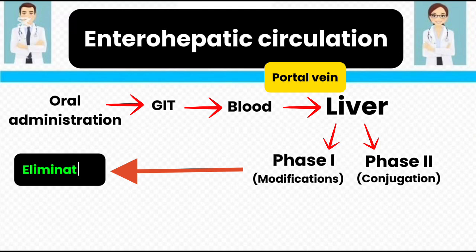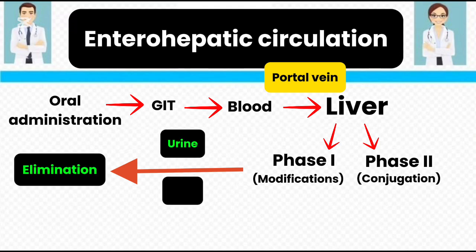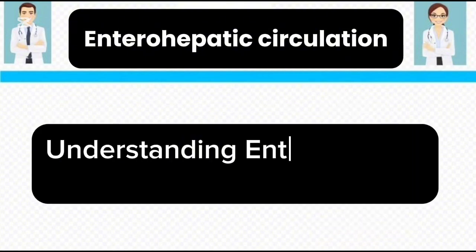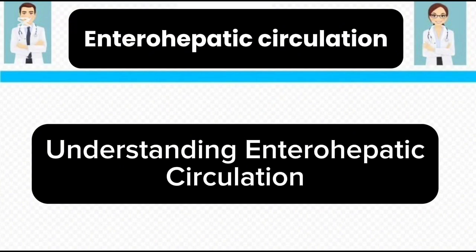The primary routes for excretion are the kidneys through the urine, or the bile through the feces. And most importantly, in this process, the drug is usually not reabsorbed into the body. There is straightforward elimination. Now we will understand the enterohepatic circulation by comparing it with the normal process.